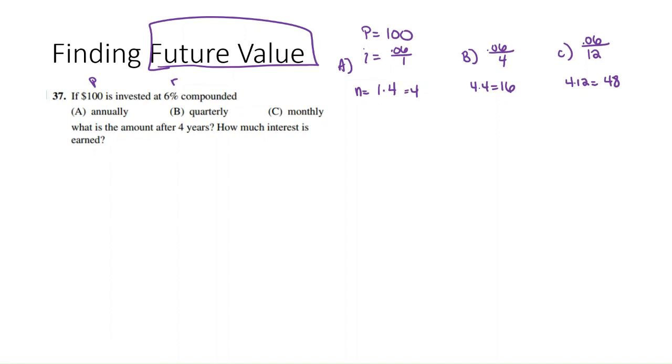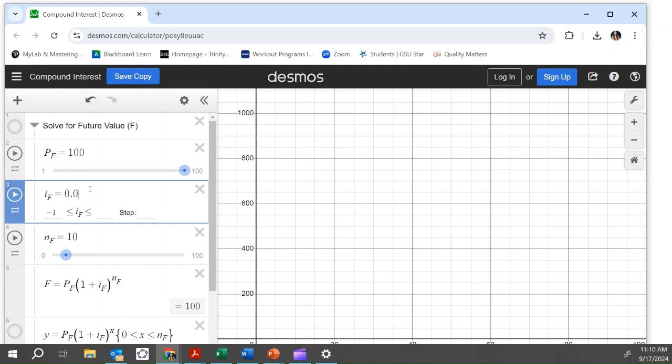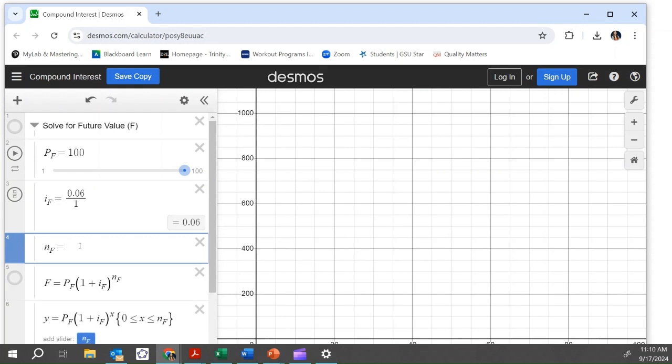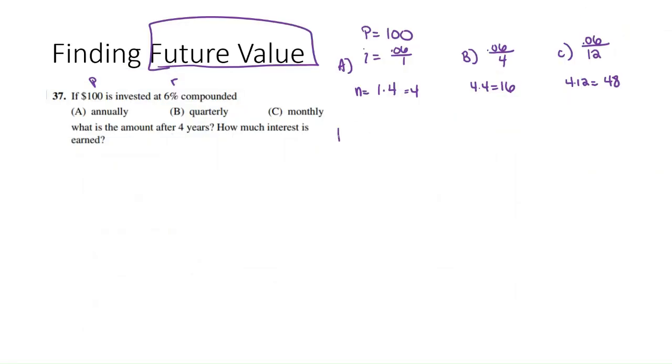Once I have those values ready to go, I can go to the calculator and enter what I have. So I'm investing $100 at 0.06 divided by 1, 4 periods. And this answer is going to pop up right here in this box, number 5. So after 4 years, I would have $126.25.